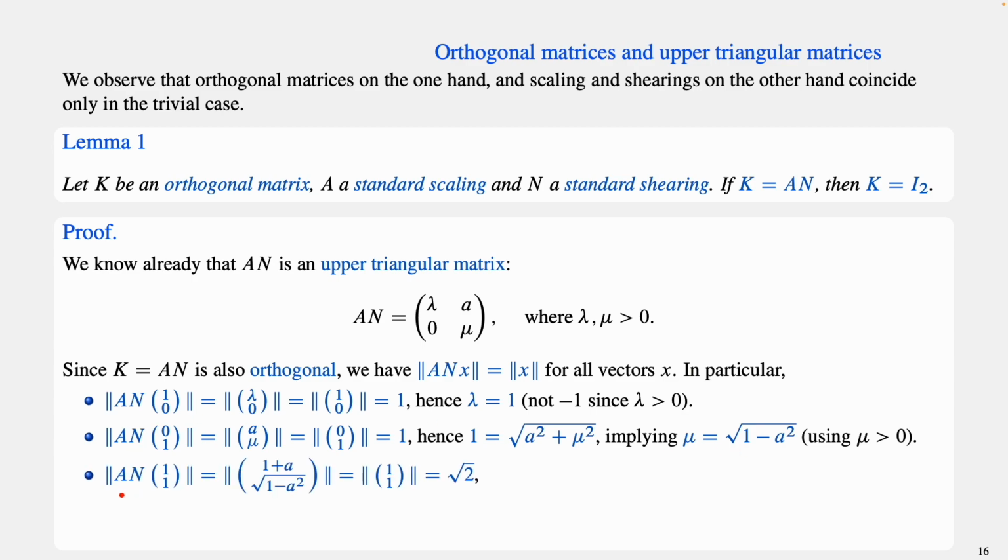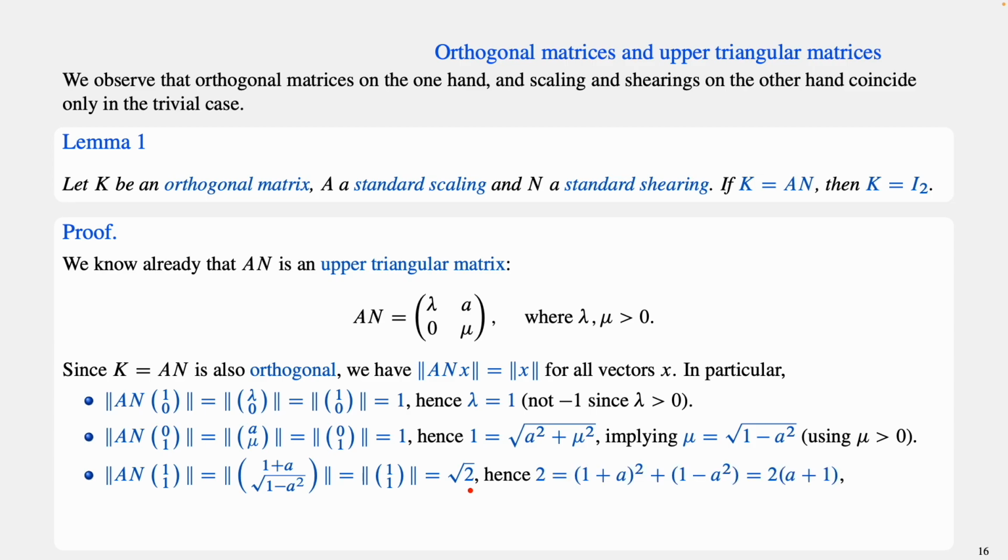And we apply AN to a third vector, namely the vector 1, 1. And what we get is the vector 1 plus a, square root of 1 minus a square. So we already plugged in the values for lambda that we found here, lambda equal to 1, and the value for mu that we found here. And if we multiply this matrix then by 1, 1, we get this vector here. We know by the assumed orthogonality that its norm has to be equal to the norm of the vector 1, 1, which we can easily compute to be the square root of 2.